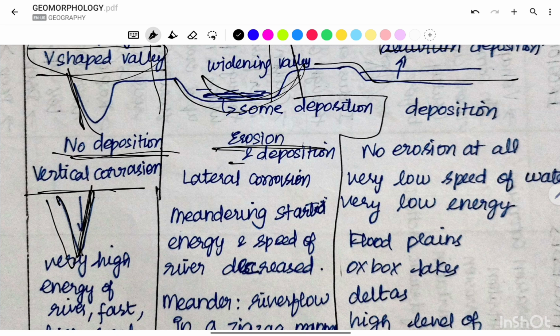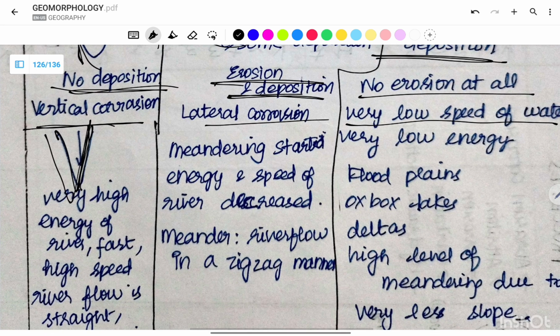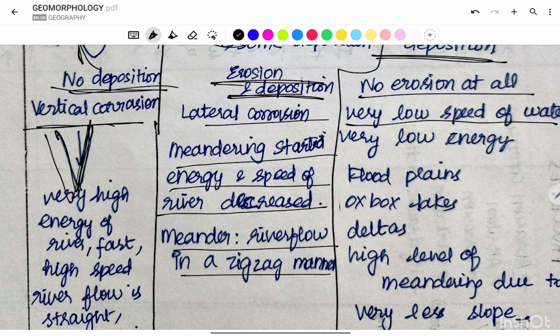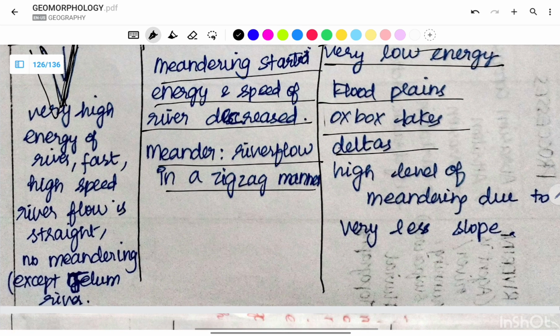Here we have erosion as well as deposition. In the later stage, we will have deposition alone. There is no erosion, only lateral corrosion. Meandering starts, the energy and speed of the river decrease, and the river flows in a zigzag manner. The water has very low speed and very low energy. The floodplains, oxbow lakes and deltas show a high level of meandering due to very gentle slopes.